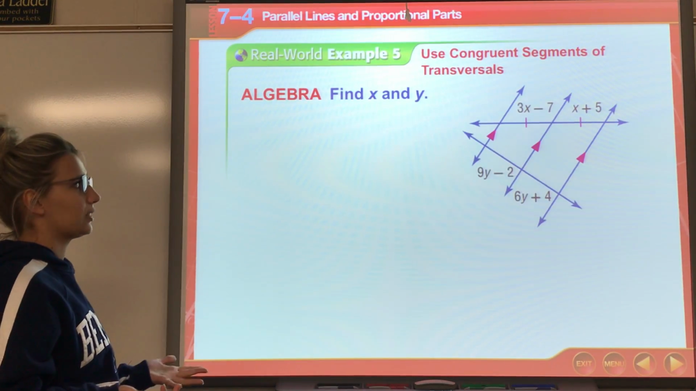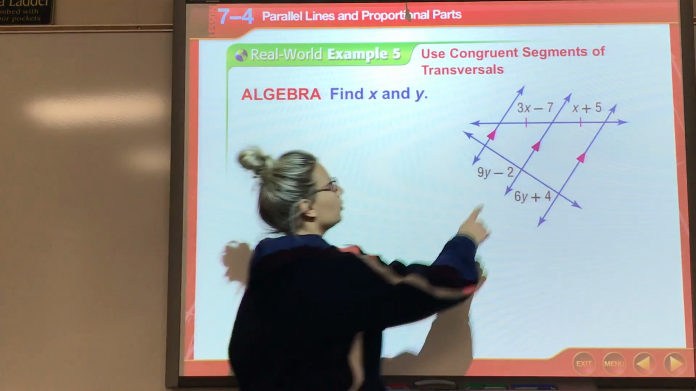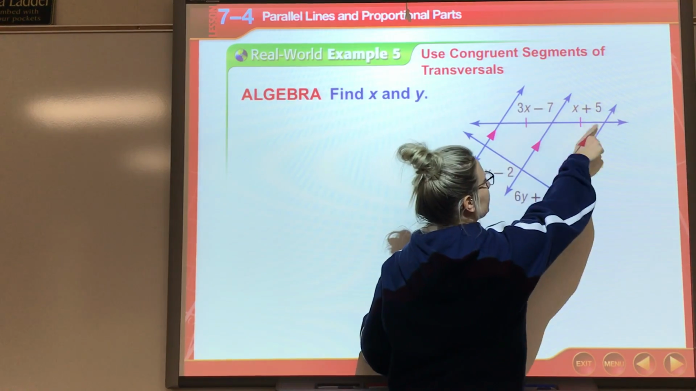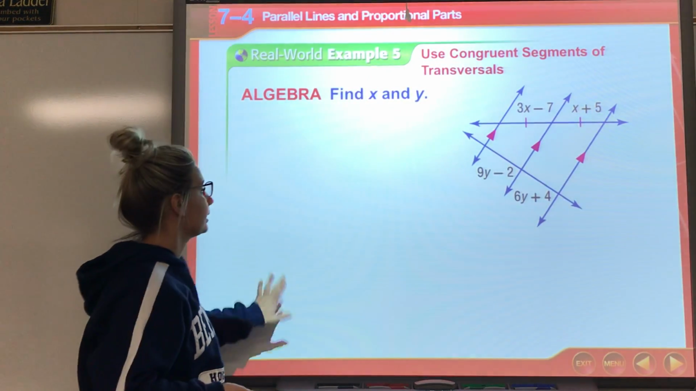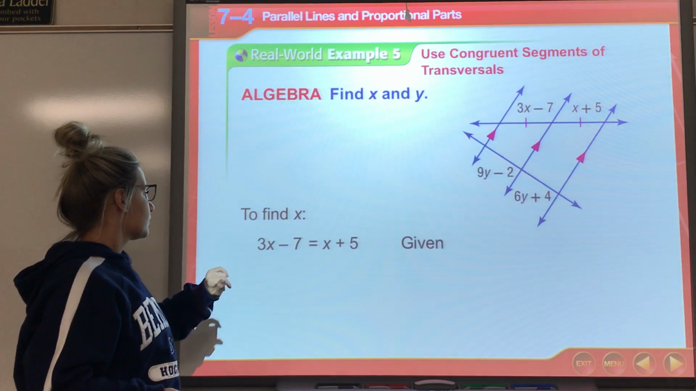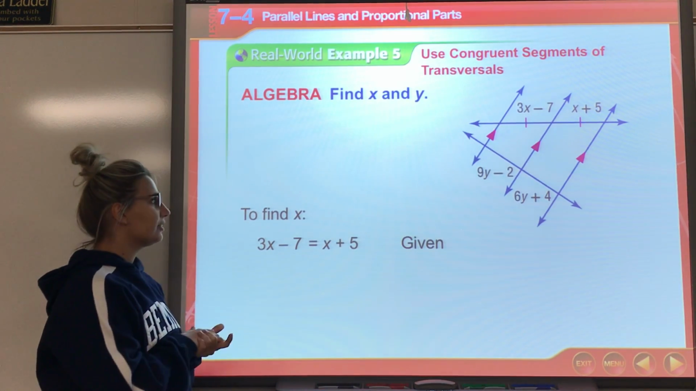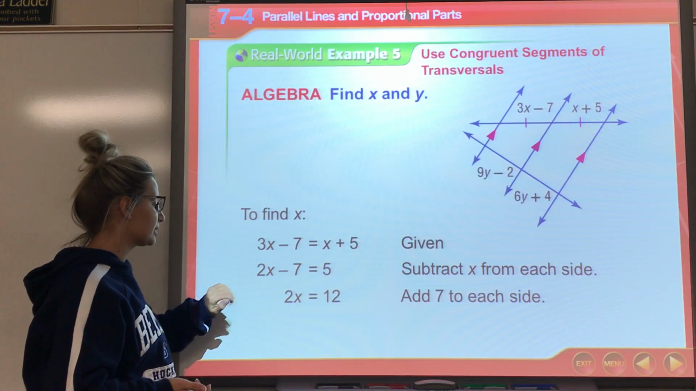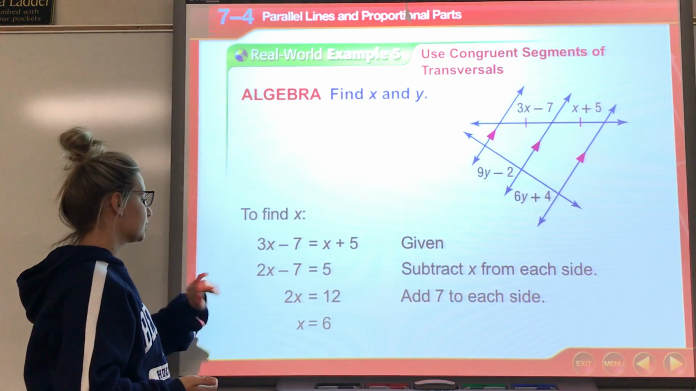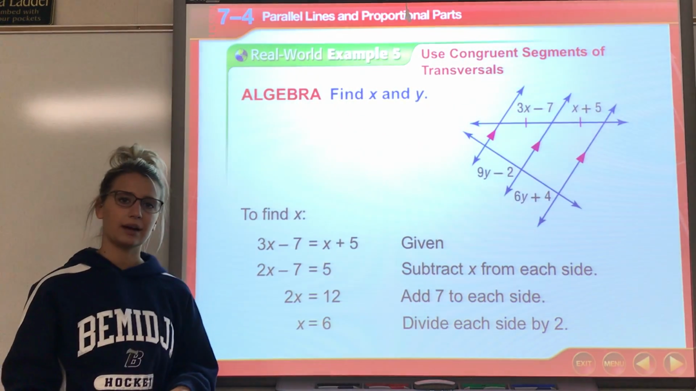So we have to find X and Y. Okay, right away, we're told that these two segments are congruent. So we can set those equal to each other to find X really easily. So we set 3x minus 7 equal to x plus 5. We're going to combine like terms. We get 2x equals 12, so then x will equal 6.